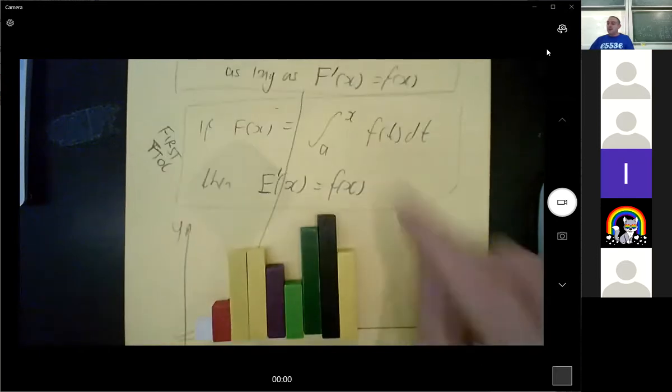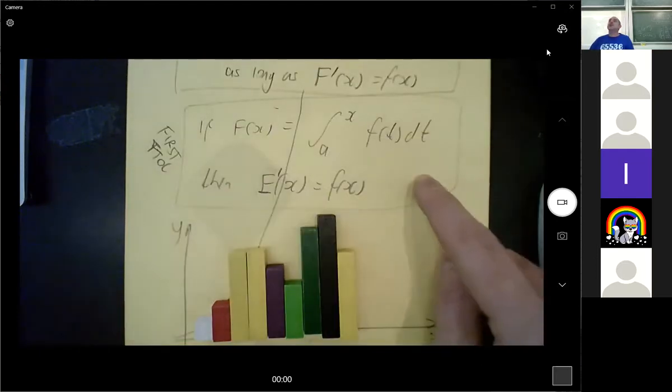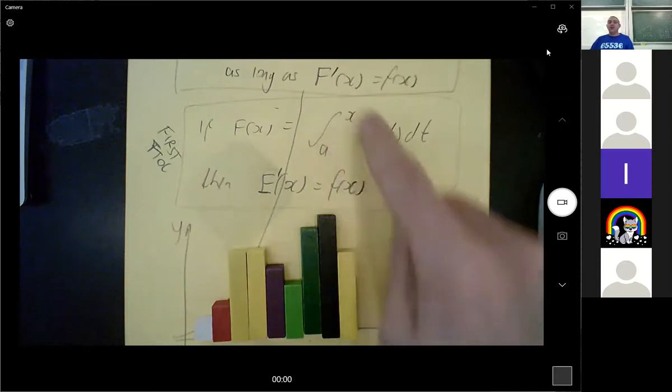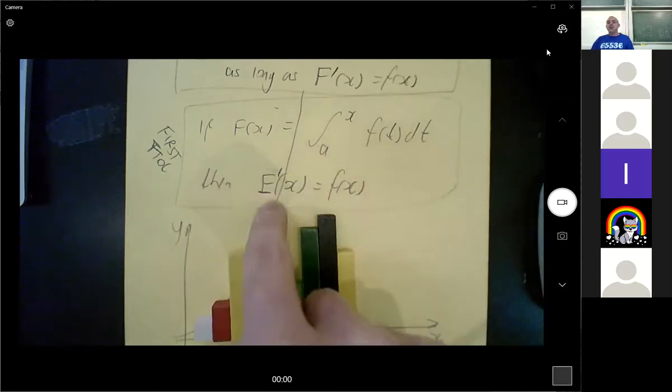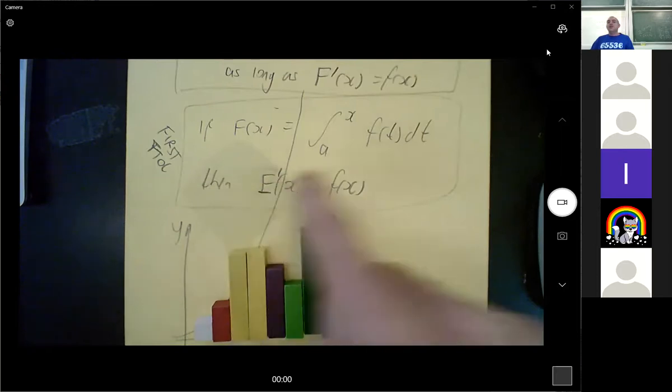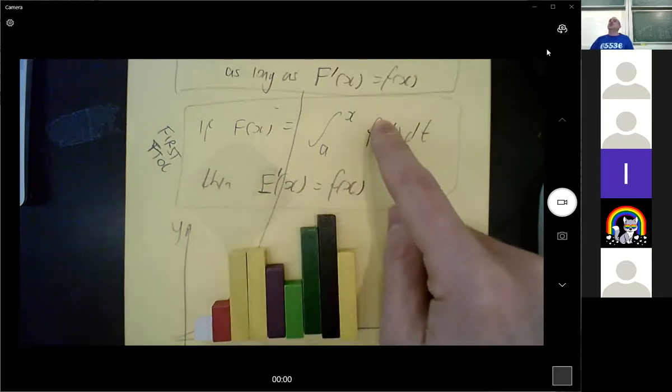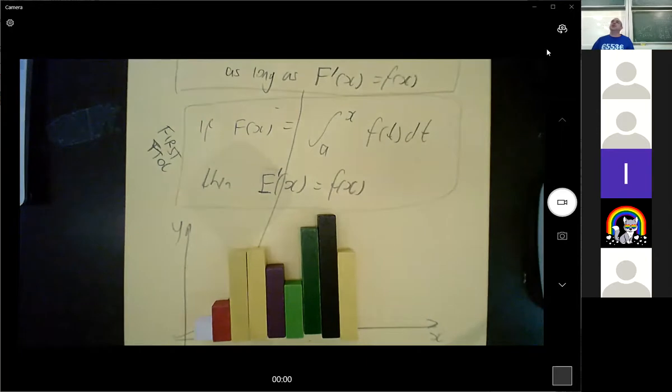That is what this says. This function is the running total of this function, and the speed at which this changes is the height of the function at the moment. That's my intuitive understanding of it. How do you feel about that?